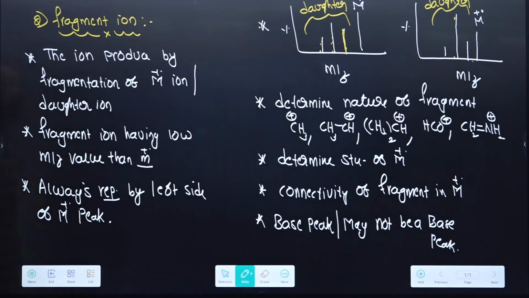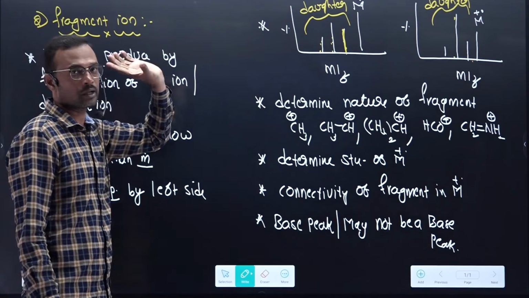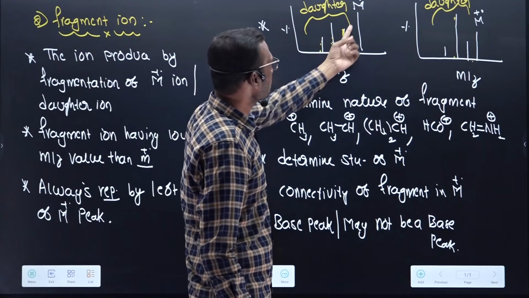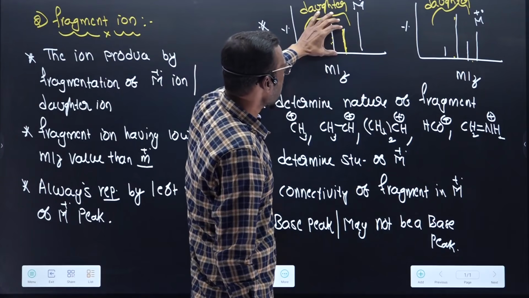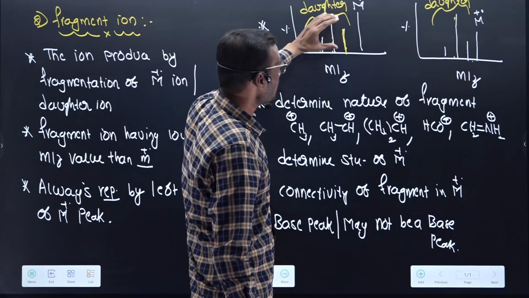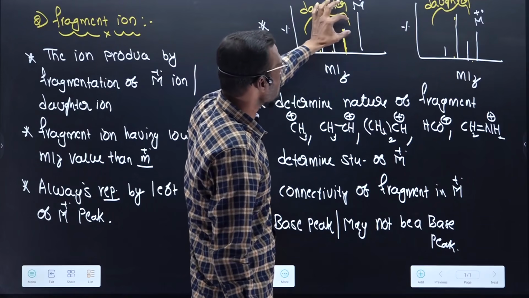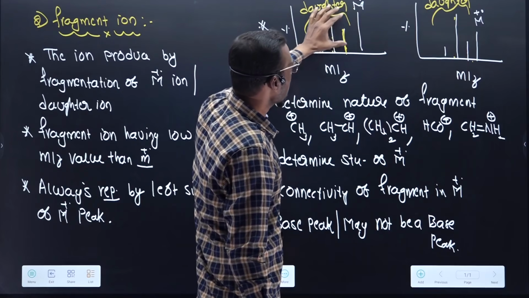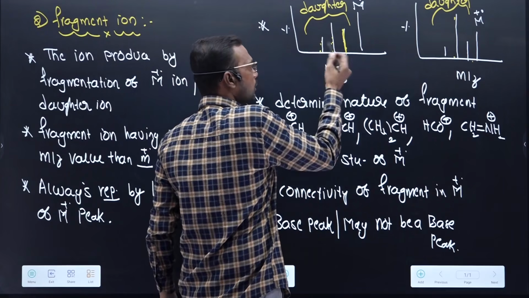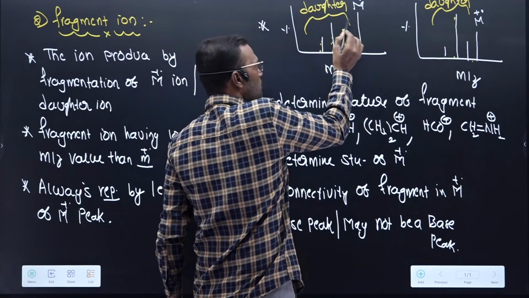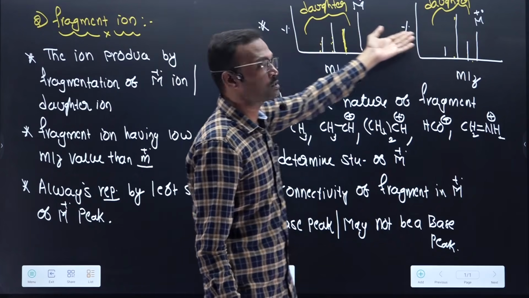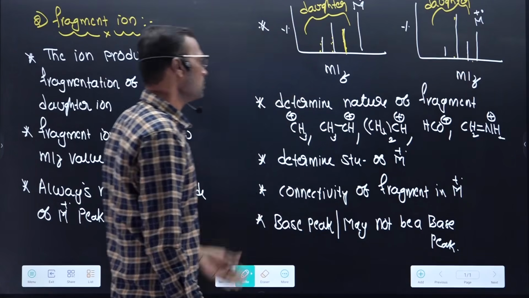Here the key points are: what is the use of fragment ions in mass spectrometry? Remember that fragment ions are always represented on the left side of the molecular ion, and always have a lower value than the molecular ion. Fragment ions are generally used to determine the structure. With their help, I can determine the corresponding connectivity within the molecule, and I can also explain the overall structure of the molecular ion. Fragment ions also explain their stabilities, and may or may not be the base peak.